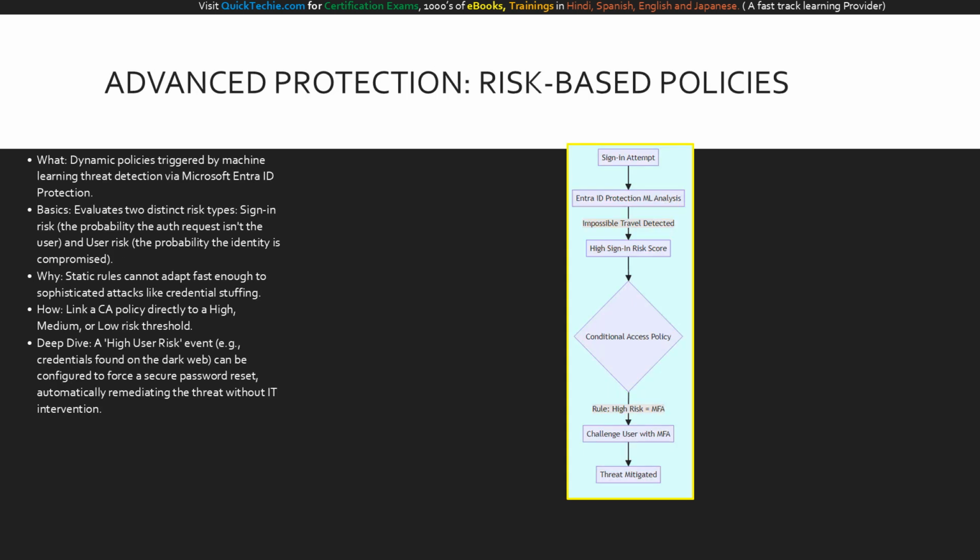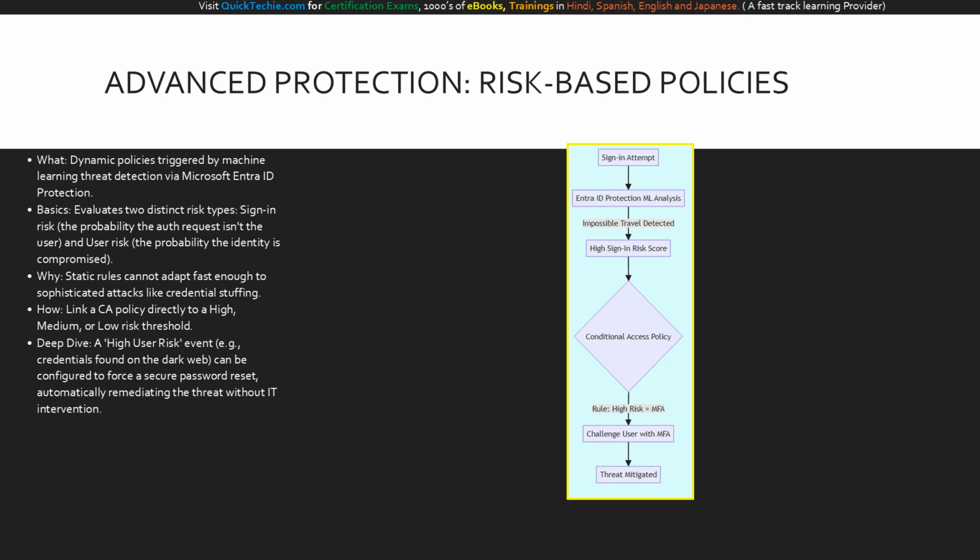For organizations seeking elite security, we must talk about risk-based policies. This involves integrating conditional access with Microsoft Entra ID protection. What this does is shift us from static rules to dynamic, AI-driven defense. We evaluate two types of risk. Sign-in risk looks at the current login attempt. Is this user logging in from a country they've never visited? User risk looks at the identity globally. Did Microsoft's threat intelligence find this user's password for sale on the dark web? Why is this necessary? Because static IP block lists can't stop credential stuffing attacks.